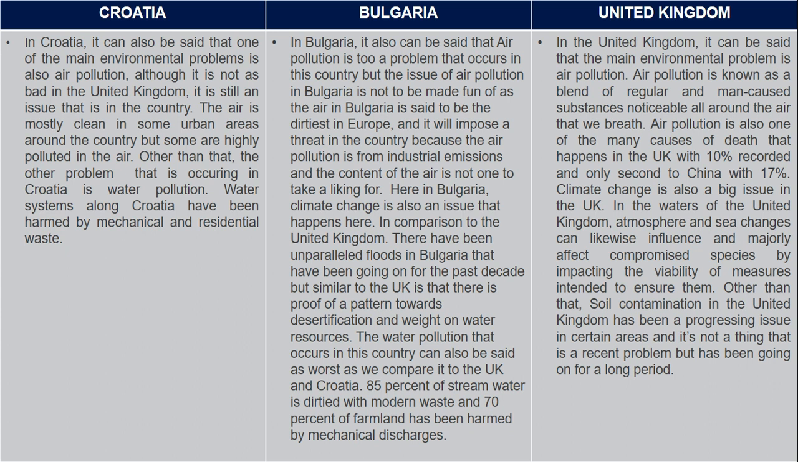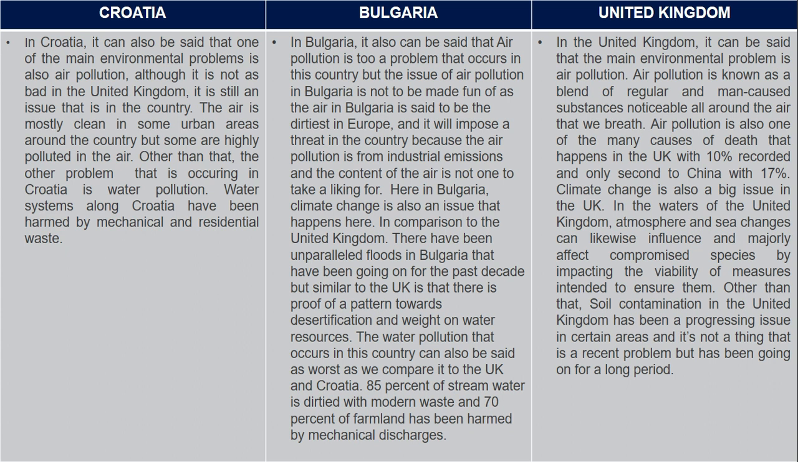Other than that, the other problem occurring in Croatia is water pollution. Water systems along Croatia have been harmed by industrial and residential waste, the same as in Bulgaria. In Bulgaria, it can also be said that air pollution is a problem that occurs in this country.